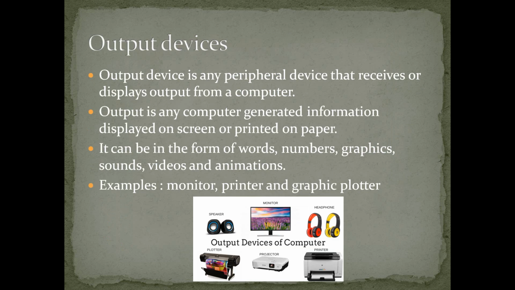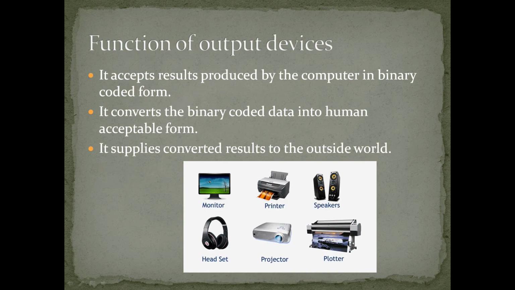Output devices. An output device is any peripheral device that receives or displays output from a computer. Output is any computer-generated information displayed on a screen or on printed paper. It can be in the form of words, numbers, graphics, sound, videos, and animations. Examples: monitor, printer, and graphic plotter.